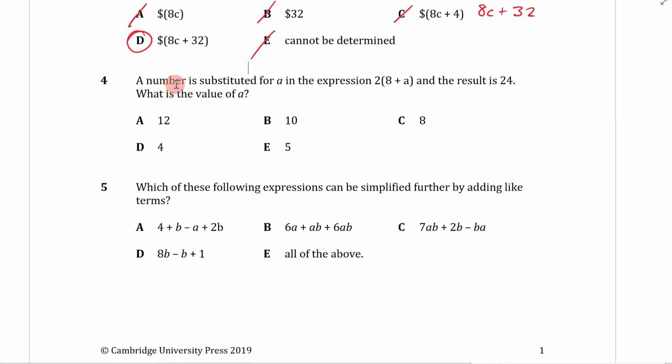Next, a number is substituted for A in the expression this, and the result is 24. What is the value of A? What a great question. So it's saying that we've subbed in a number here, and then 8 plus that number times 2 is 24. Which of the numbers is it going to be? There's a couple of different ways you can do this. The way I would think about it is 2 times what is 24? Well, I know 2 times 12 is 24. So 8 plus what will give me 12? It has to be 4. So that means it has to be D there. So that's how I would think it through, 4D.